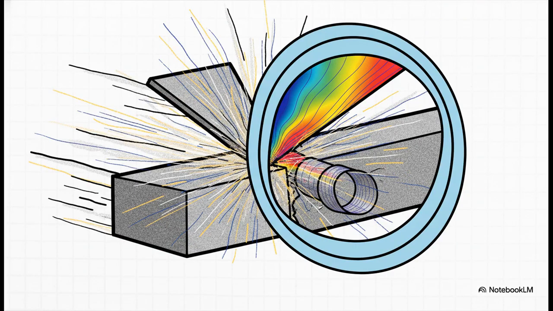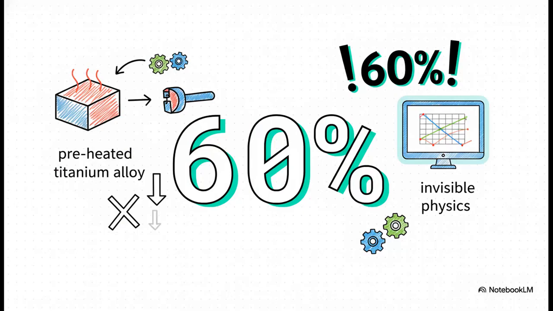And that is the absolute key. FEA lets engineers visualize things that are just physically impossible to see in the real world, especially during the chaos of a high-speed cutting operation. So, just how powerful is this?